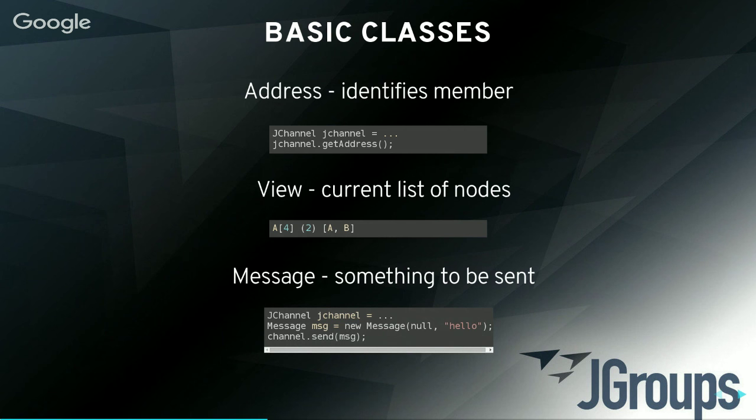And finally, we have a message. This is something that we send across the cluster. And here's how to do it using the API. First, you have to create a JChannel. We'll take a look at this in a second. Next, you have to create a message. Here you have the destination address. By putting a null here, you're basically saying, send it to everyone. And you're sending hello using JChannel send. So as you can see, the API is very straightforward.